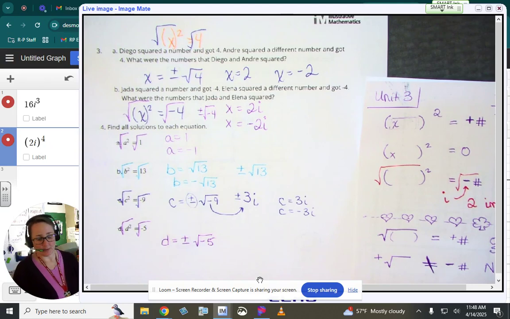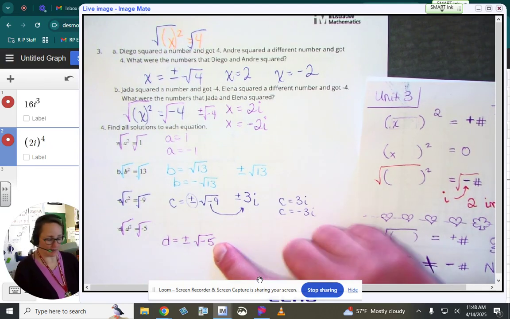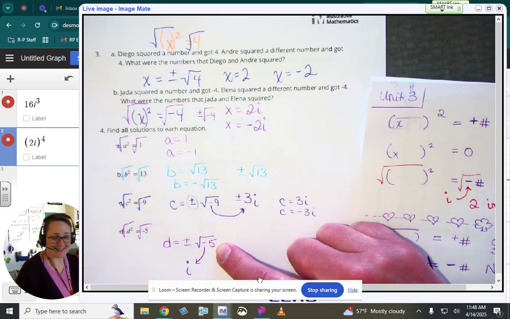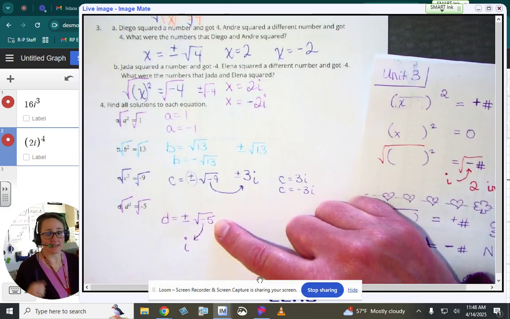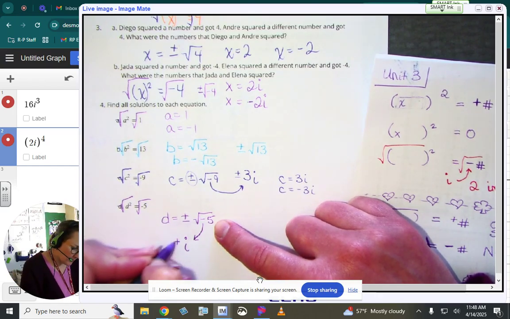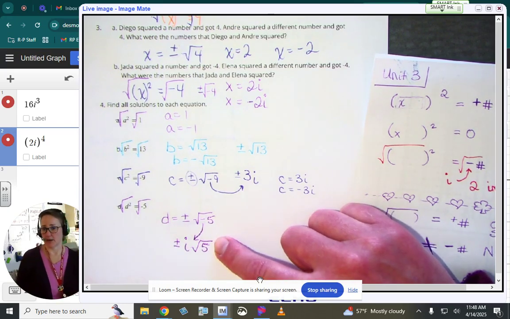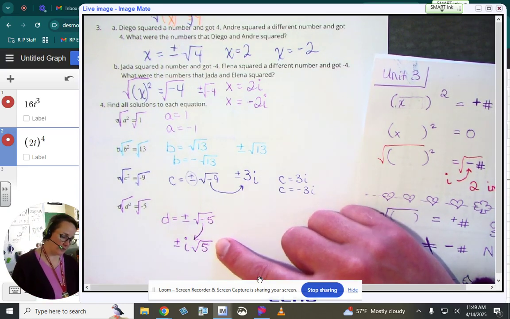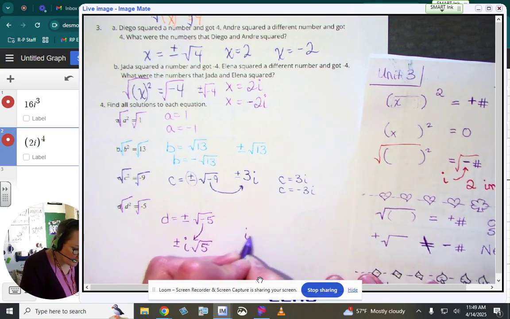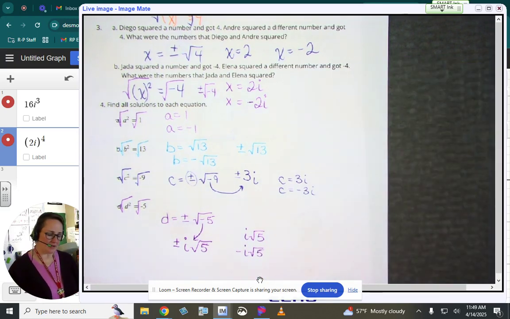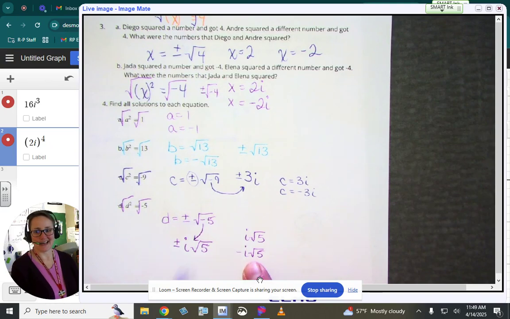Five is not a perfect square number, so I'm going to keep that underneath the radical. But this negative can come out front as an i. It does get to leave the radical. So we have positive or negative i root 5 is how we would read that out loud. i square root 5. So positive i square root 5 and a negative i square root 5. We put the i in front just so that it's clear that it's not underneath the radical.